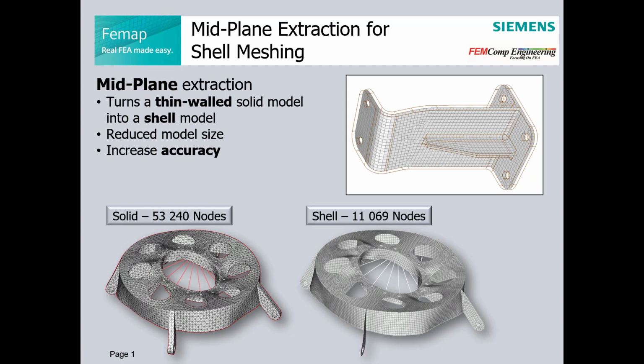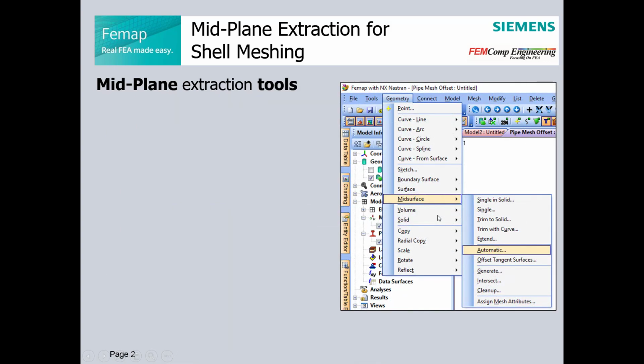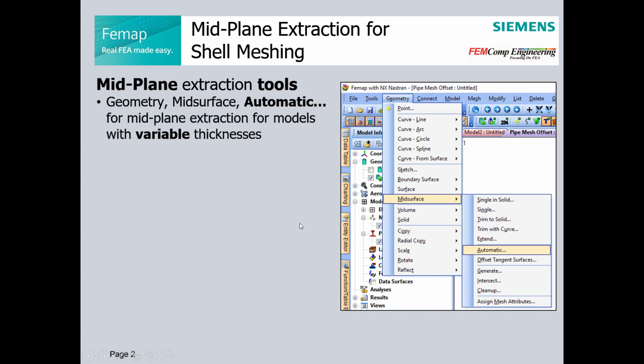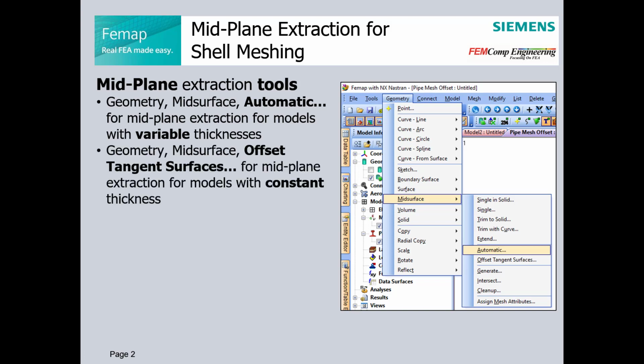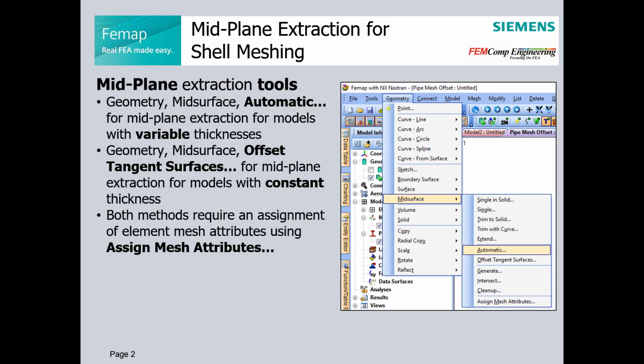In many cases, mid-surface generation can be done automatically in FEMAP. For mid-surface extraction from thicknesses for creation of shell mesh, two main methods are used in FEMAP. Geometry mid-surface automatic method for sheet solids with variable thicknesses, and the second one, geometry mid-surface offset tangent surfaces for sheet solids with constant thickness. Both methods require use of assigned mesh attributes for definition of attributes before element meshing.